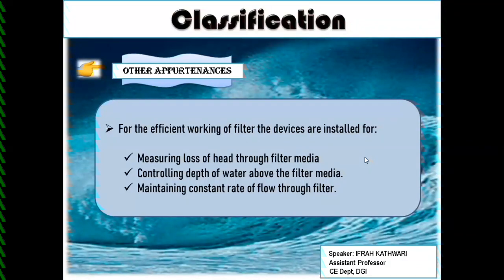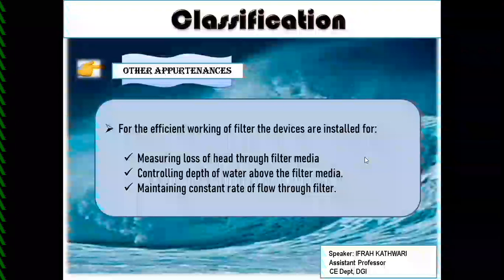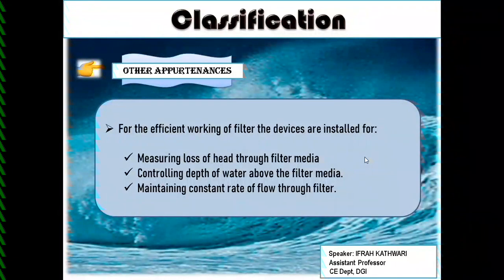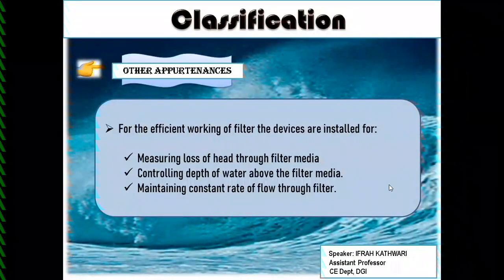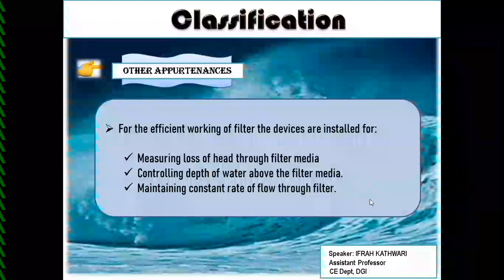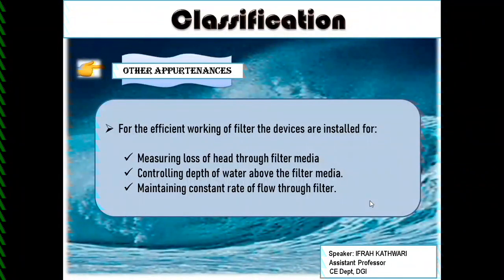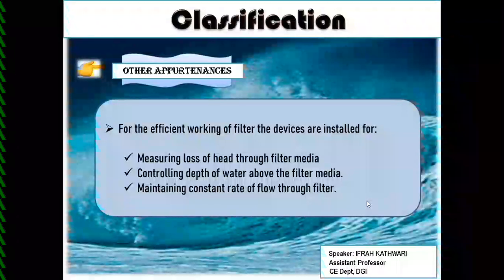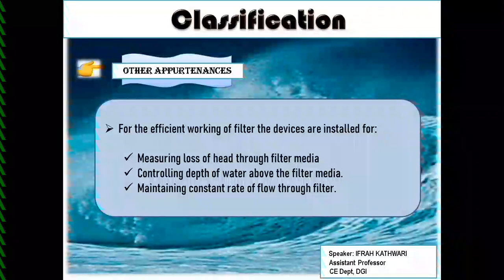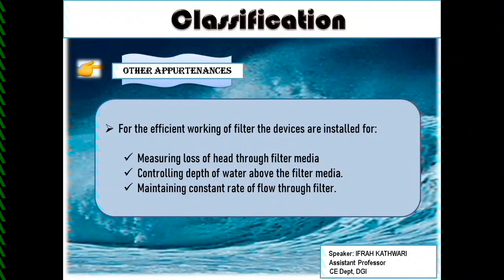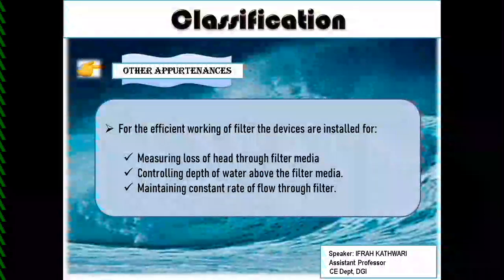Then we need to control the depth of water above the filter media, and we need to calculate what that depth is. Because more water means more tension on the filter media, and more tension means more disturbance, which may cause rupture of filter media, or failure of filtration. And after this, we have the rate of flow. We have to maintain a constant rate of flow in order to maintain the proper working of the filter.